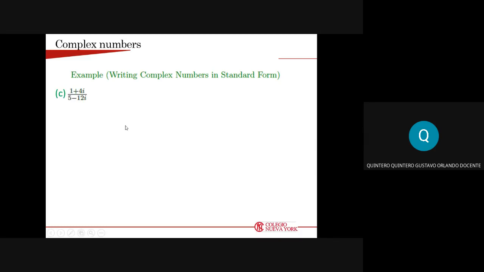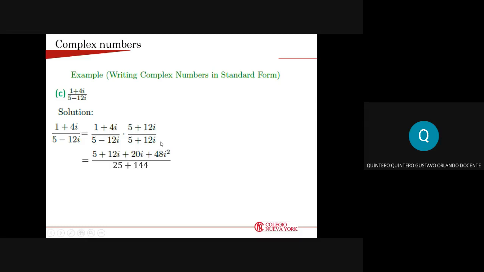I'm going to do these ones a little bit faster. Solution. Take the number, multiply up and down by the conjugate of the denominator. Remember, always the conjugate of the denominator, right? From here, do the multiplications. Now, I'm not going to do the multiplication in the denominator because we know from the trick we learned, it will be 5 to the second power and 12 to the second power, an addition in the middle. 25 plus 144. Unfortunately, that trick only works for the denominators. I do have to do the multiplication on the numerators always.